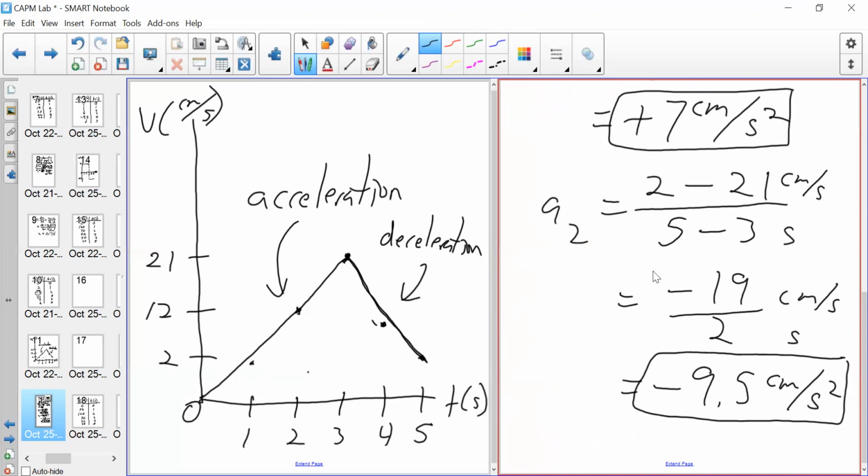Every one of your graphs should have 2 accelerations, one that's positive, one that's negative, because we start to speed up and then we start to slow down. You can check out the CAPM sample posters in the class. Everything's consistent with what we want for this time interval.